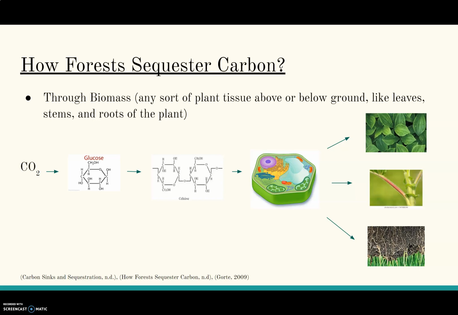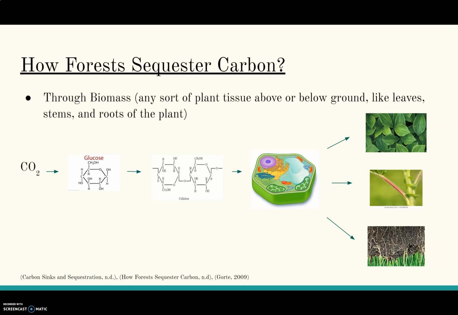How do forests sequester carbon? They do it through their biomass, which is any sort of plant tissue above or below ground, like leaves, stems, and roots of the plant. The process of sequestration starts with photosynthesis, where carbon dioxide produces sugar, and then this sugar forms cellulose, which is the primary structural component of all plant cells. The plant cells then compose biomass, which are leaves, stems, and roots of the plants.